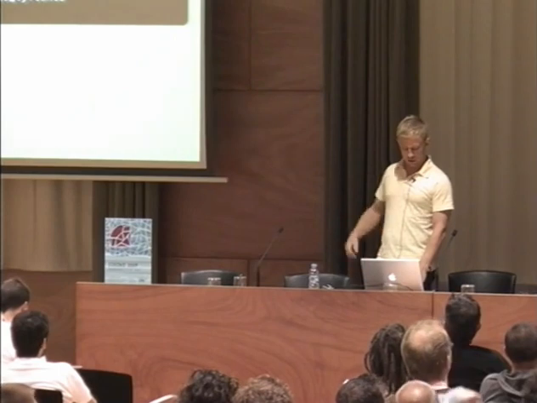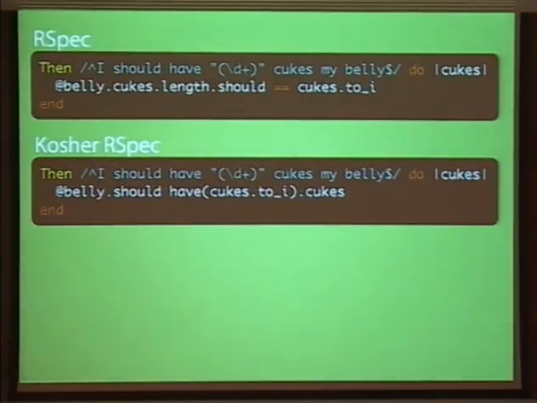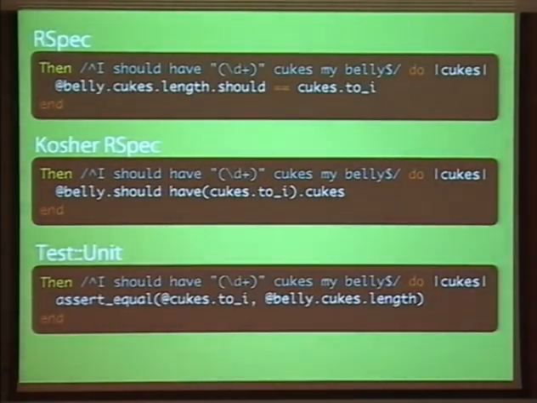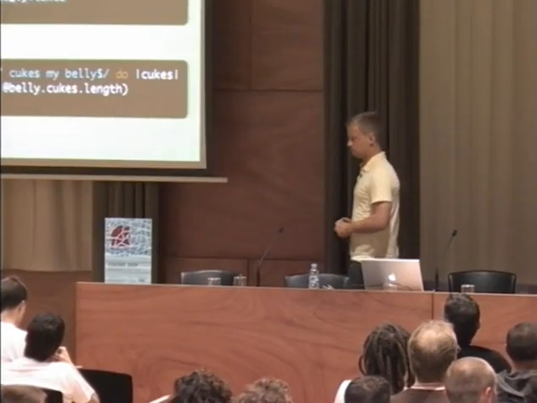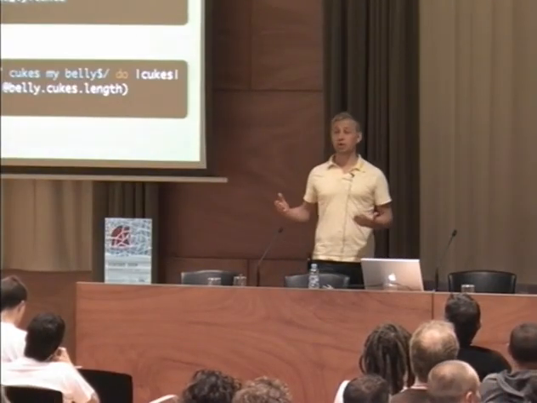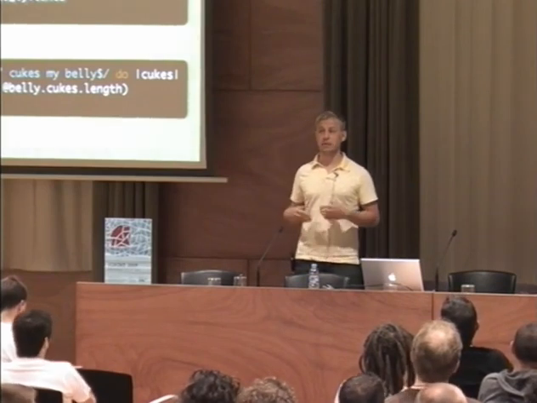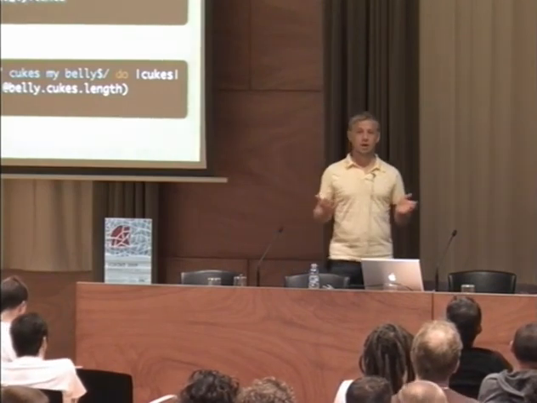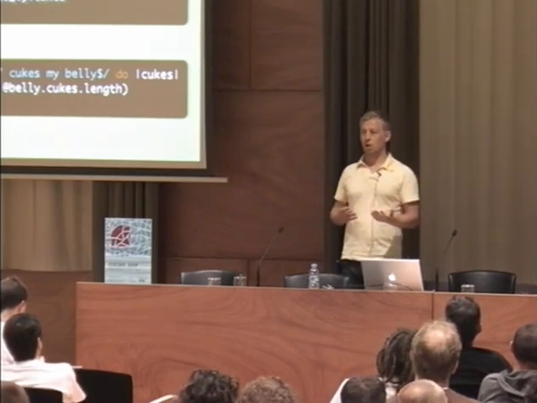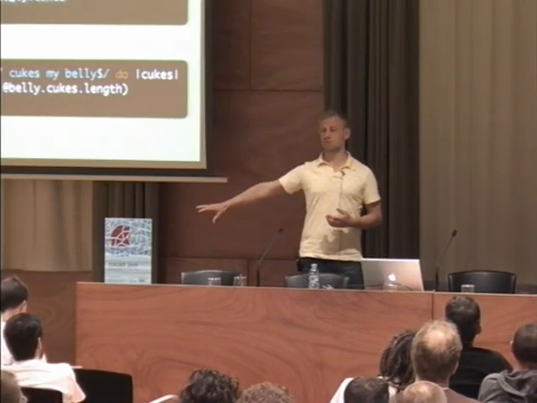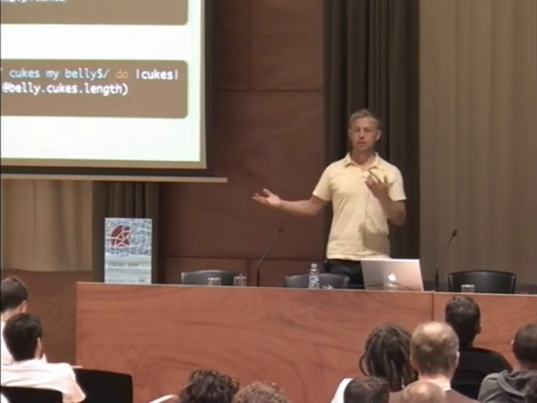Here's another way to do it a little bit kosher with RSpec. You can do this. And for all of you Test::Unit people, you can of course use assert_equal cukes.to_i, belly.cukes.length. And you can use should and you can roll your own if you want to. The only way that a Cucumber step definition or step can fail is by raising an exception. Either you do it explicitly in your step because you're comparing two things that should be equal and they're not, or there could be something done in your code that just blows up and throws an exception. If any of those two happens, your step will be red.